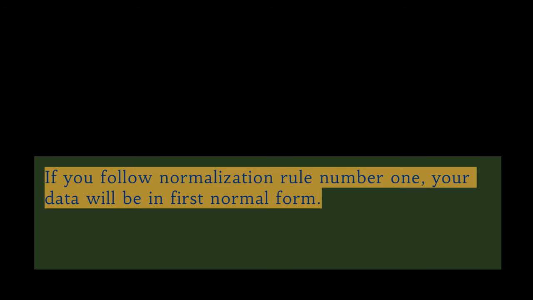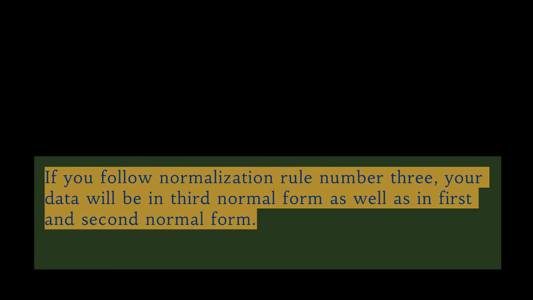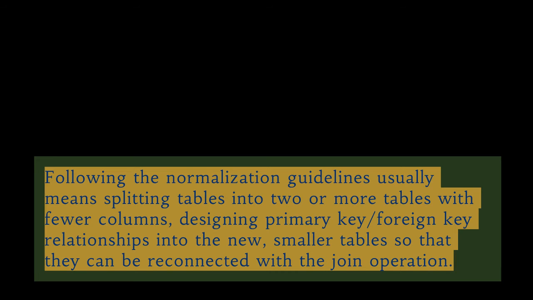If you follow normalization rule number 1, your data will be in first normal form. If you follow normalization rule number 3, your data will be in third normal form, as well as in first and second normal form. Following the normalization guidelines usually means splitting tables into two or more tables with fewer columns, designing primary key and foreign key relationships into the new, smaller tables so that they can be reconnected with the join operation.